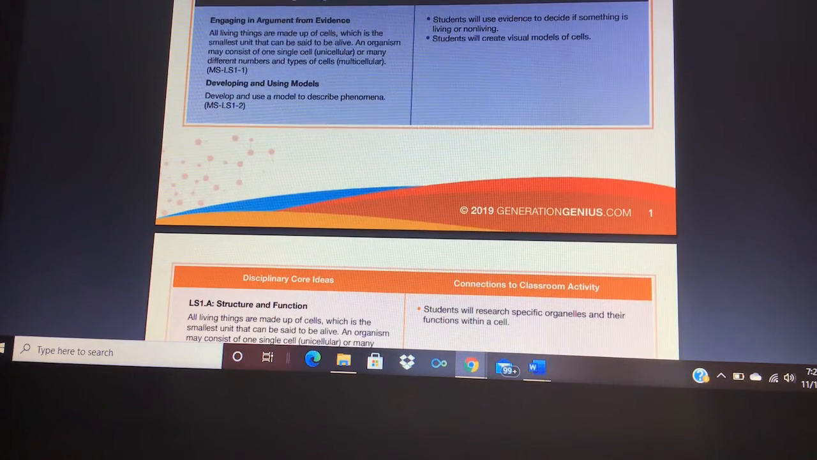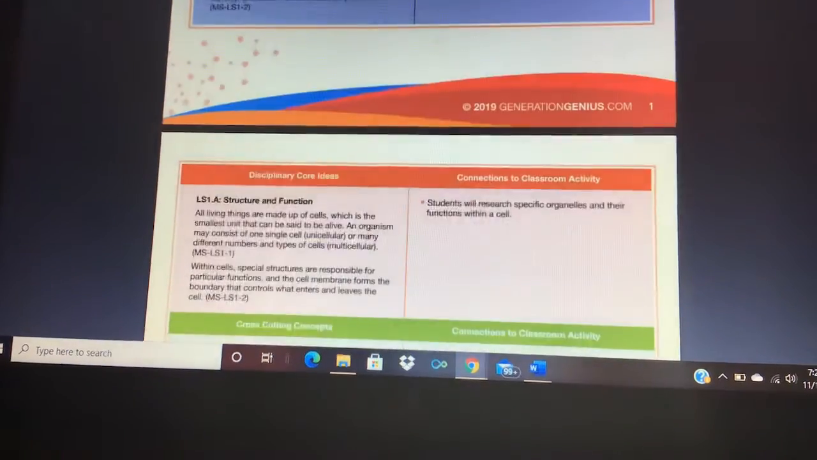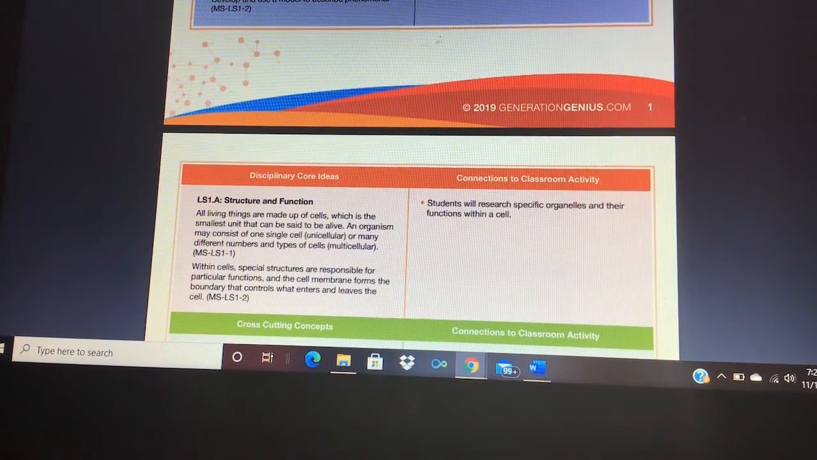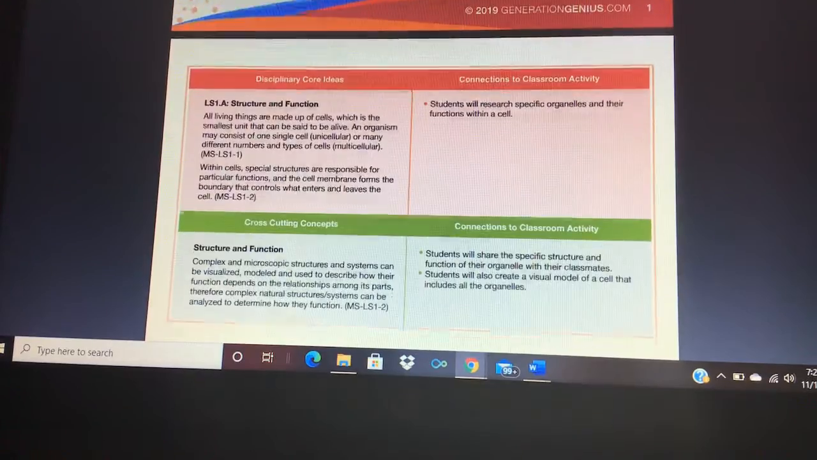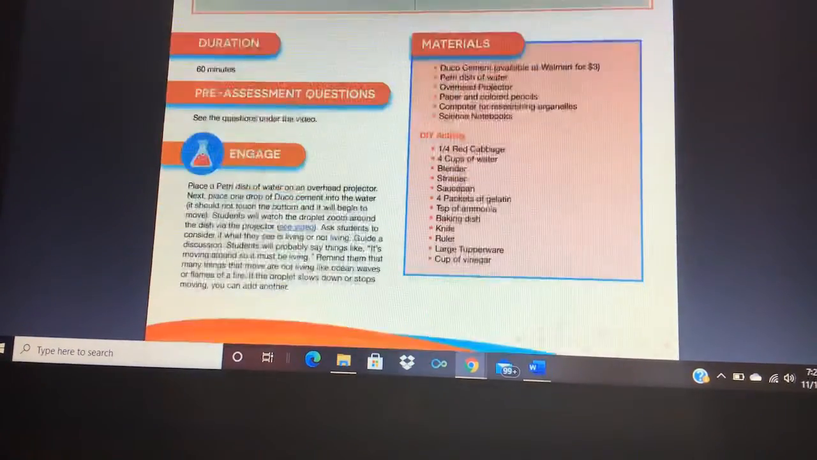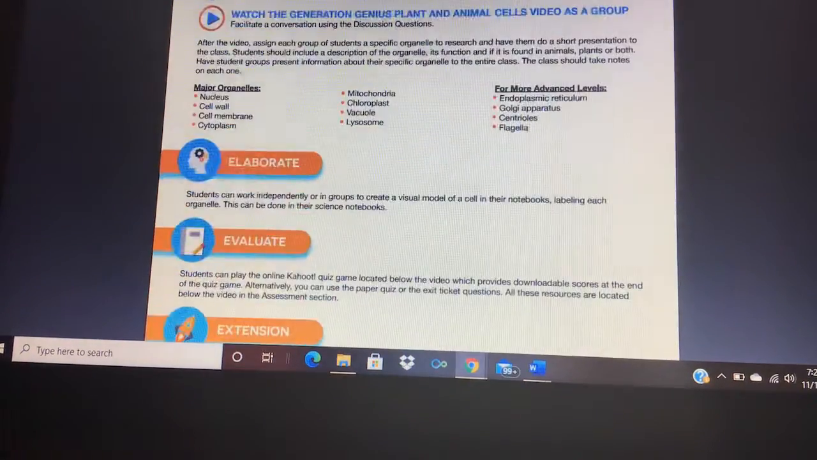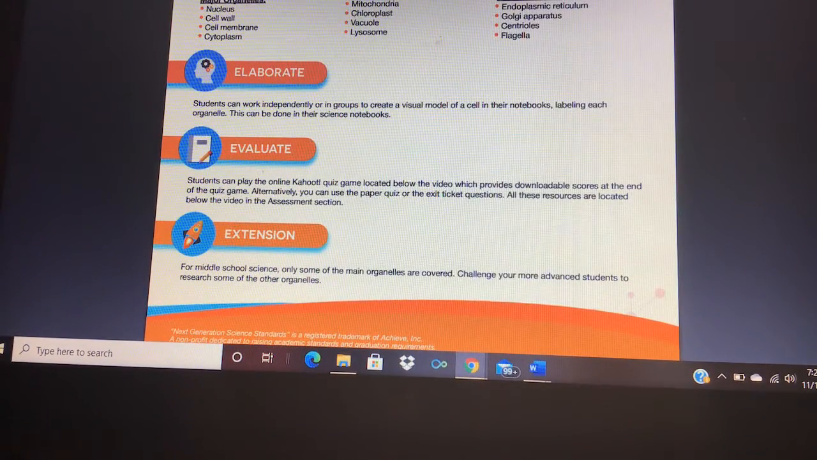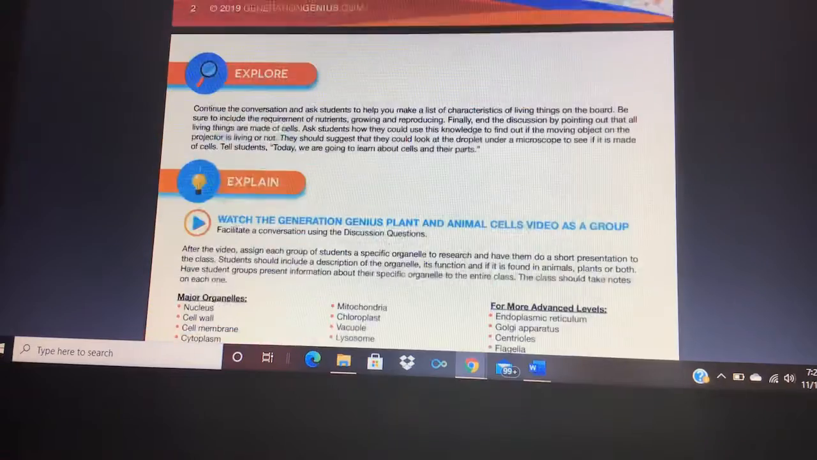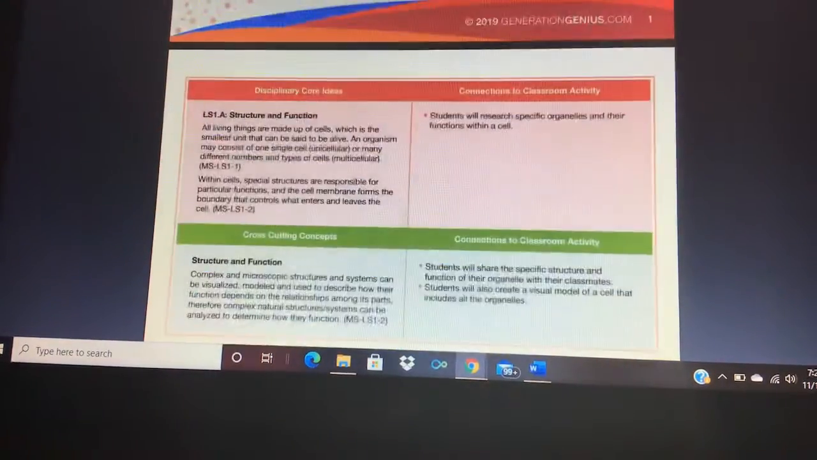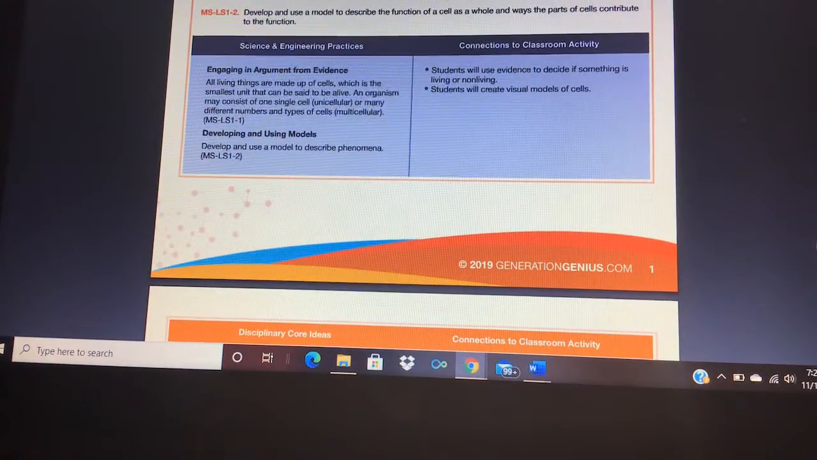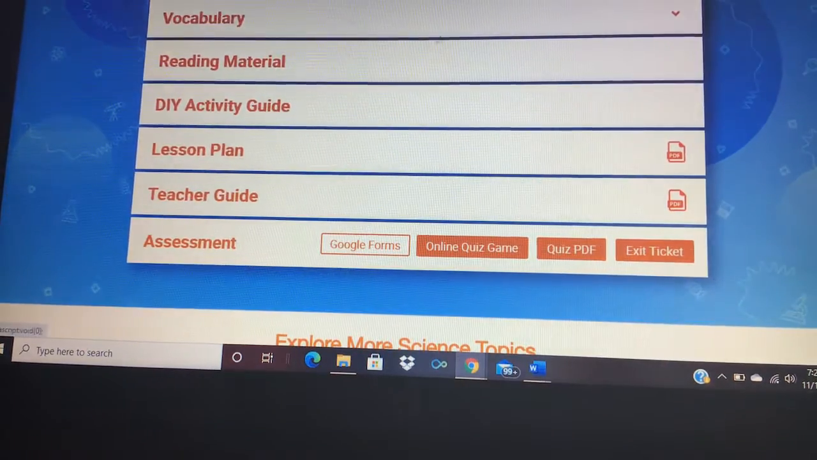Also with the Explore phase, you will be using the cross-cutting idea because they're going to be drawing the model of the cell that they're seeing. But it does go through engage, explore, explain, elaborate, evaluate, and extension. I'm not quite sure what extension is, but I did not copy and paste this because I did not like everything that they used. But for the most part, I really love this website and will definitely use it inside of my classroom one day.